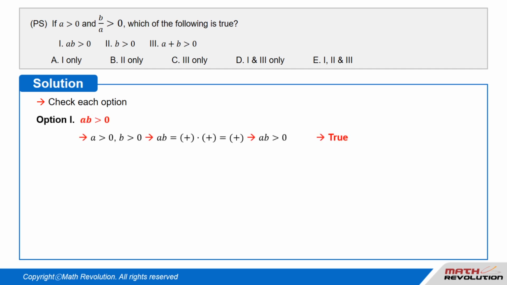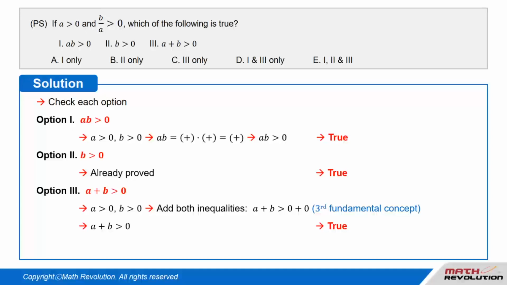Option 1, a times b is greater than 0. We know that a is greater than 0 and b is greater than 0. Multiplication of two positive numbers gives a positive number. Thus, a times b is greater than 0, and hence this option is true. Option 2. b is greater than 0. We have already proved that b is greater than 0. Hence this option is true.